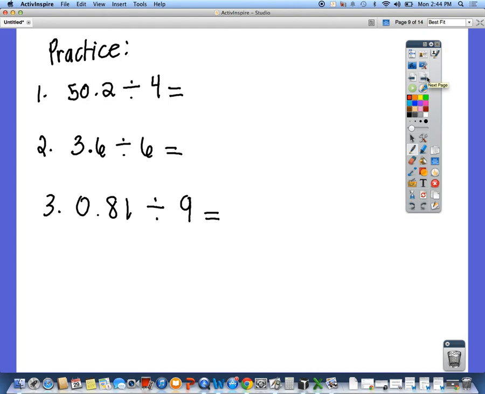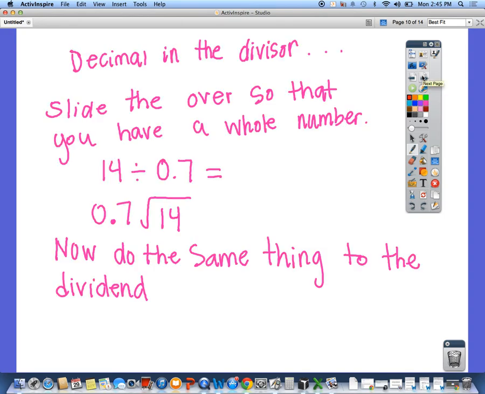Moving on. All right, here are your practice problems with your decimal in the divisor. Move it up into the quotient before you begin. Moving on. Decimal in the divisor. So it's going to change if it's in the divisor. You slide the decimal over so that you have a whole number. So our problem here is 14 divided by 7/10. I have to slide that decimal over. I need a whole number here.